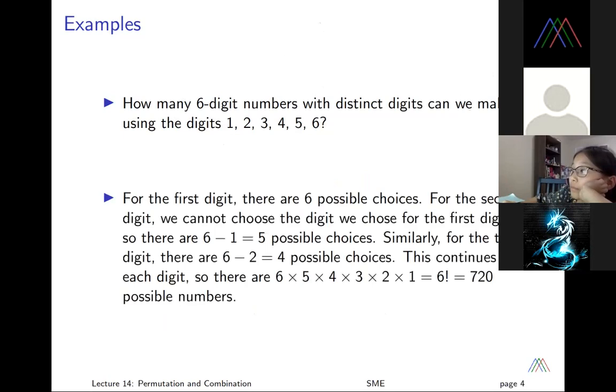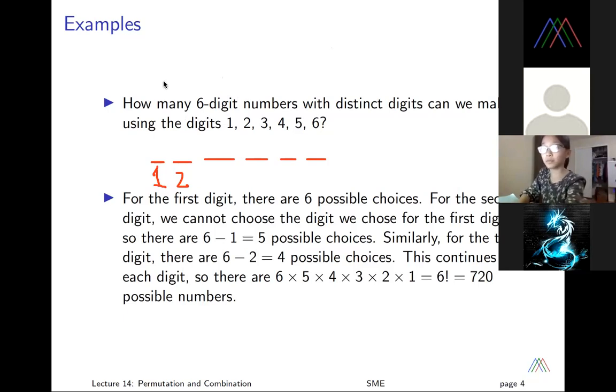So for the first digit, if you have a 6-digit number, there's 6 possible choices: 1, 2, 3, 4, 5, or 6. For the second digit, we can't choose the same digit. Let's say we already chose 1 here. We can't choose 1 anymore. So then there would be 5 possible choices. Let's say we chose 2 here. Then for the next digit, we can't choose 1 or 2. So we have 4 choices. So in the end, we get 6 times 5 times 4 times 3 times 2 times 1.